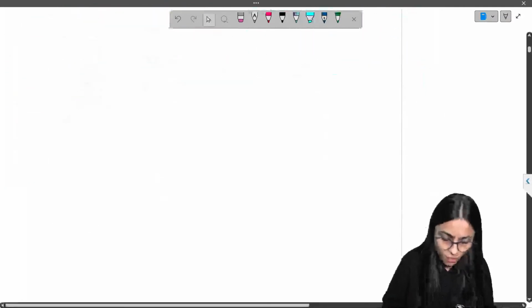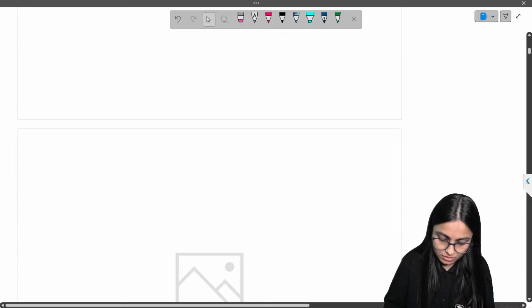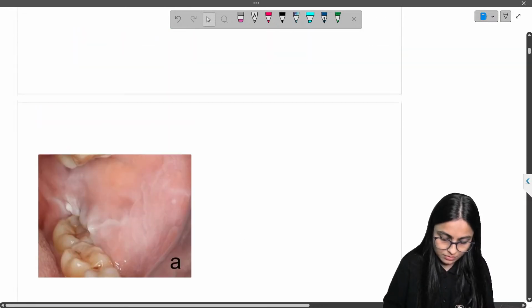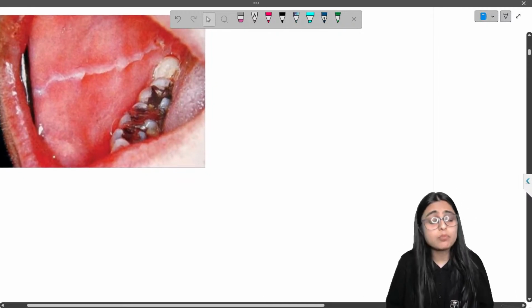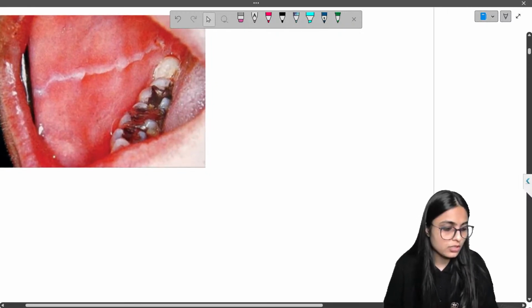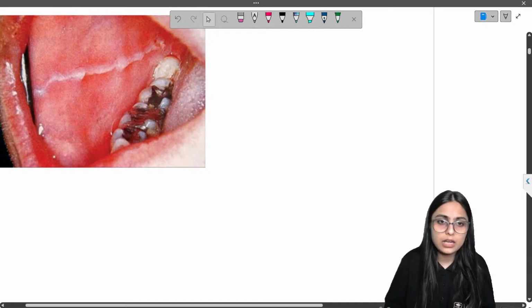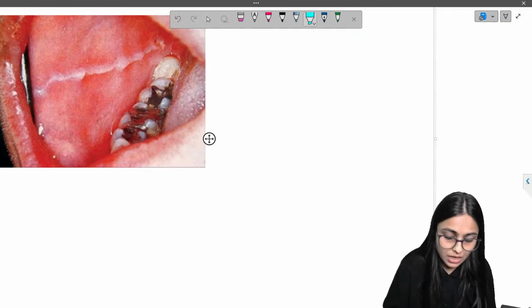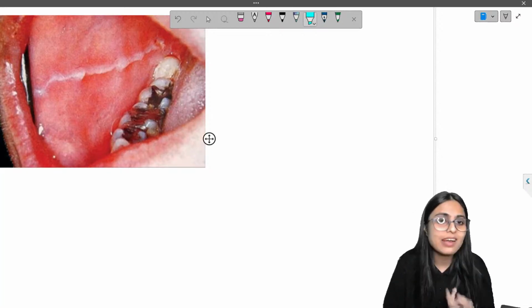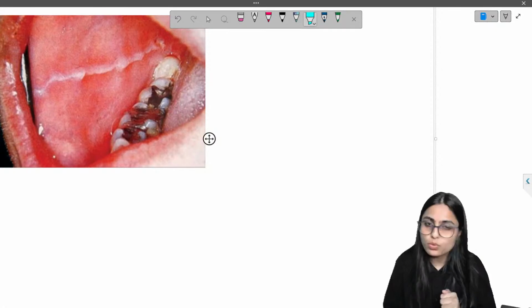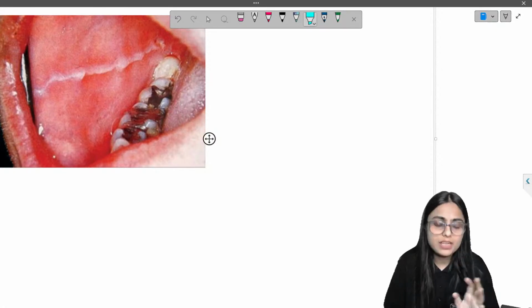All right. Moving on to the next and most common normal variation, which is linea alba. Many of you must be having at least Fordyce's granules or linea alba or leukoedema, right? It is just a normal variation.